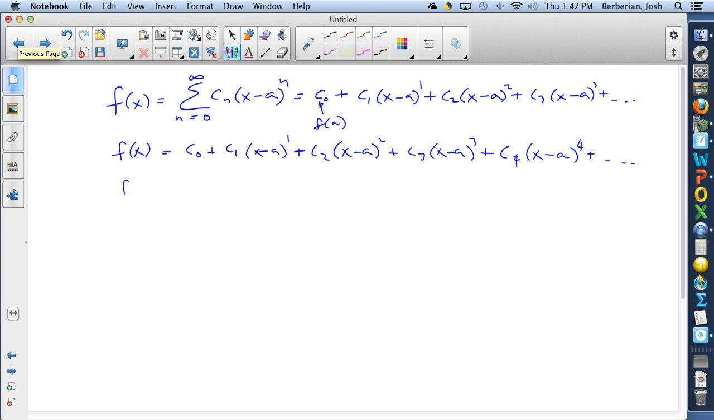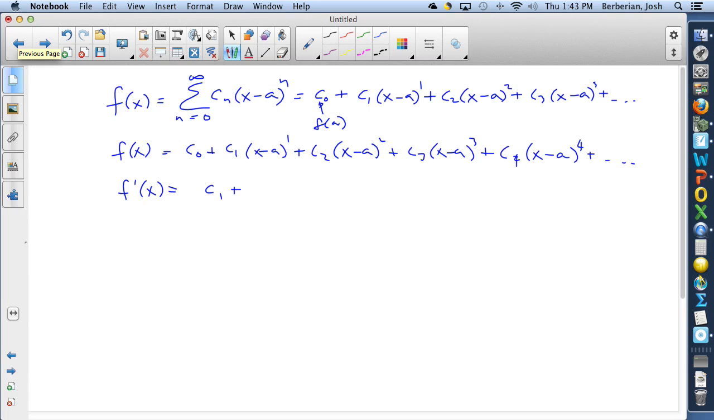That's what I'm going to do. What's the derivative of C0? 0. What's the derivative of C1 (x minus a) to the first? C1. Anything to the 0 is 1. Okay, C1.